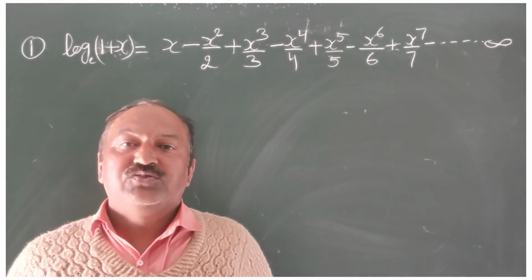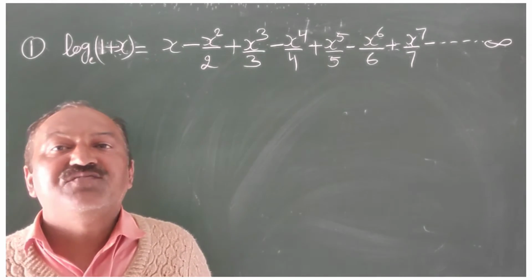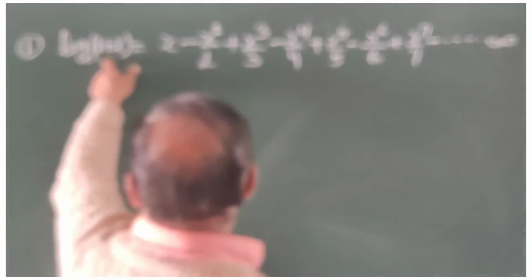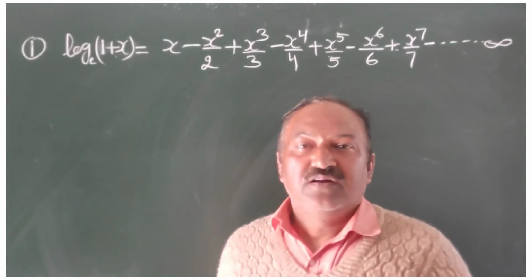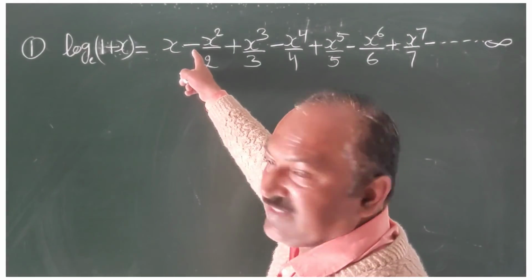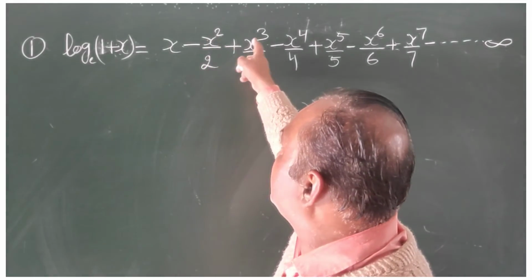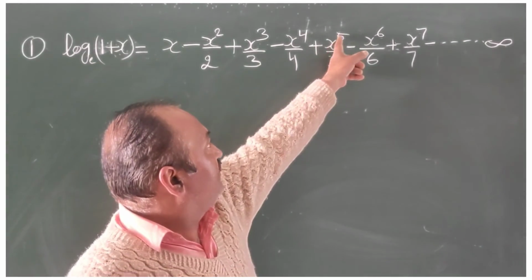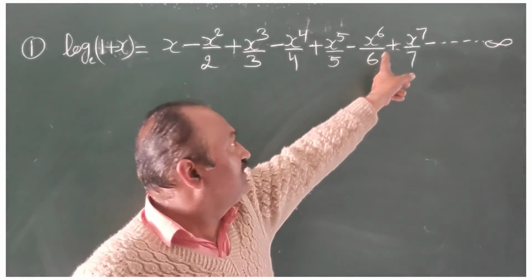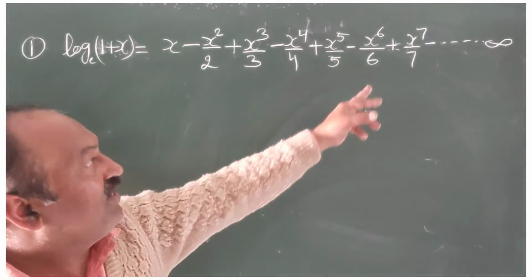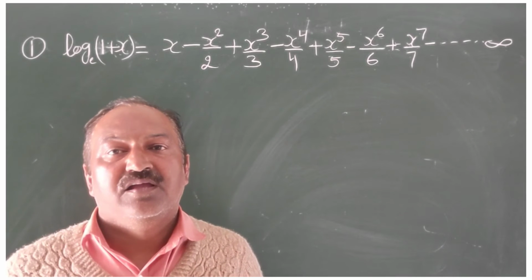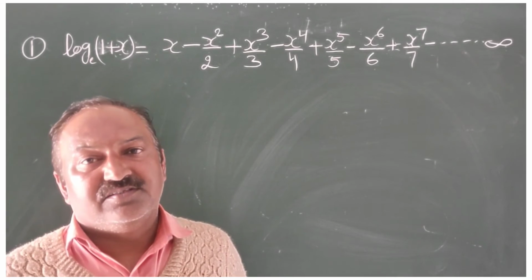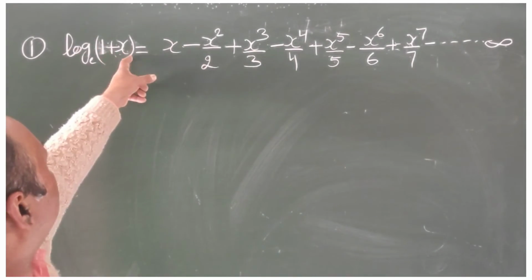Now let us discuss two more important formulas of infinite series. The first formula is log of 1 plus x base e. The formula becomes x minus x square upon 2 plus x cube upon 3 minus x raised to power 4 upon 4 plus x raised to power 5 upon 5 minus x raised to power 6 upon 6 plus x raised to power 7 upon 7 minus and so on up to infinity. This is the first important formula of the infinite series, and it is the log of 1 plus x base e.